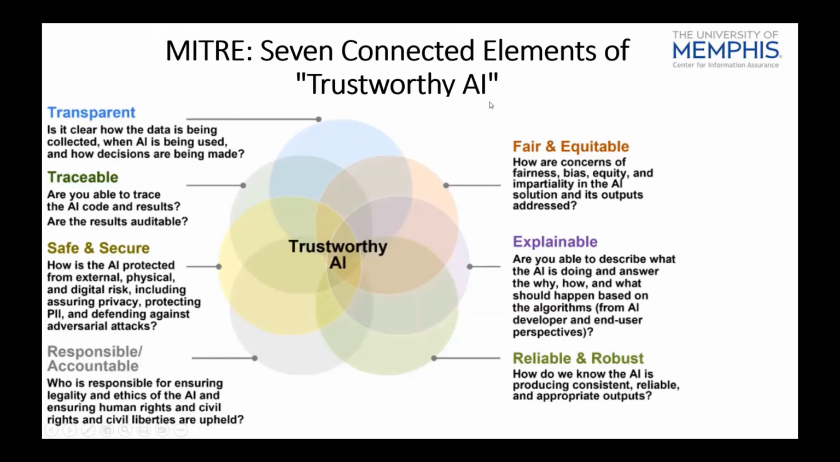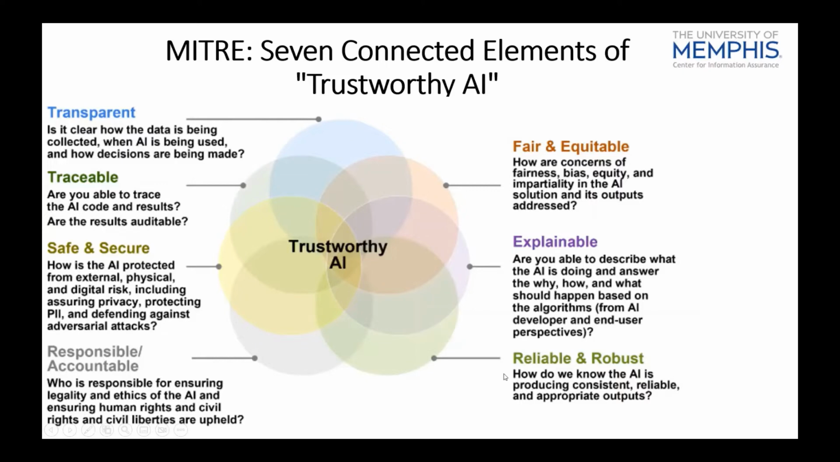In this case, trustworthy AI. According to the MITRE Corporation, it must be transparent: it is clear how the data is being collected, when AI is being used, and how the decisions are being made. Traceable: are they able to trace the AI code and result? Then safe and secure, responsible accountability as before, fair and equitable, explainable, and reliable and robust. So these are similar things in a more unified way that covers the seven principles to build a trustworthy system.